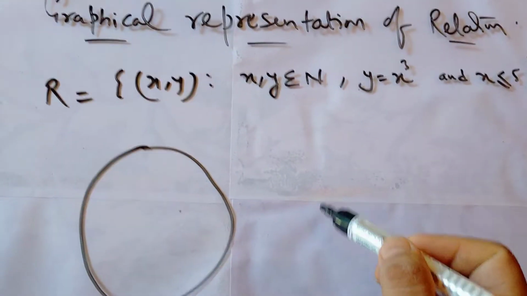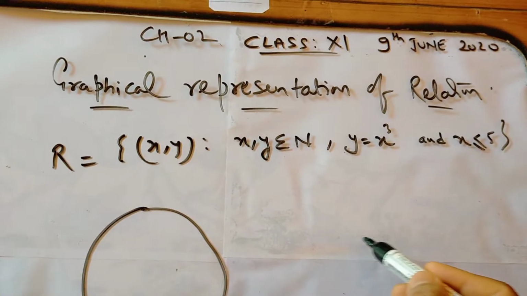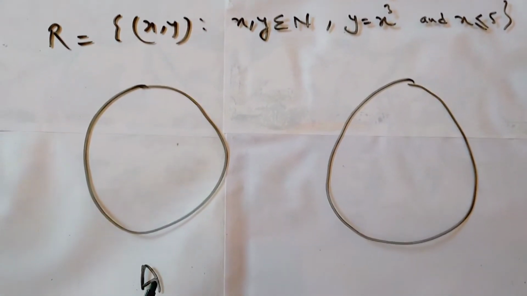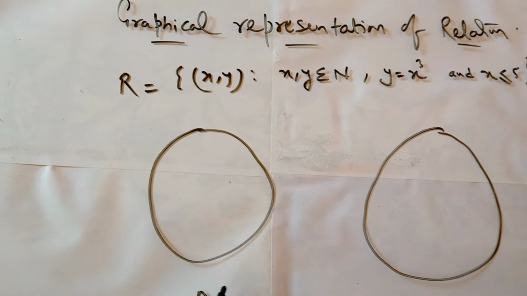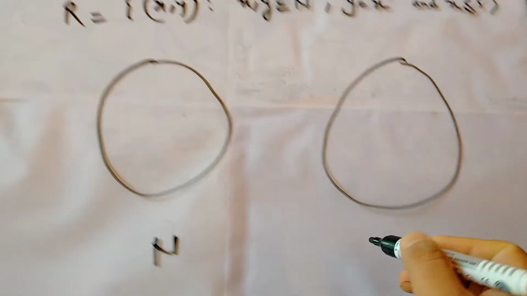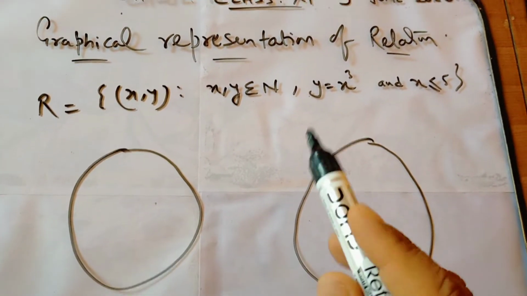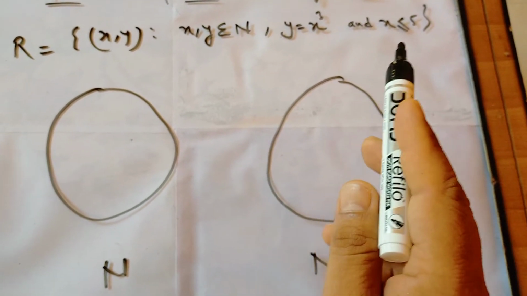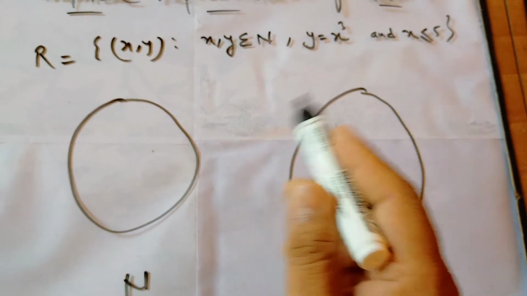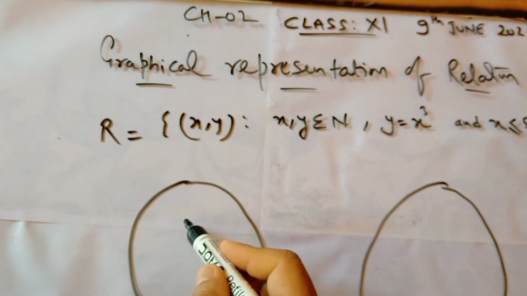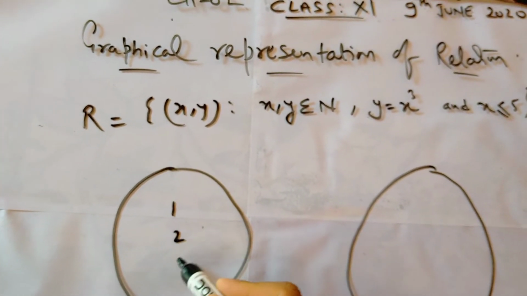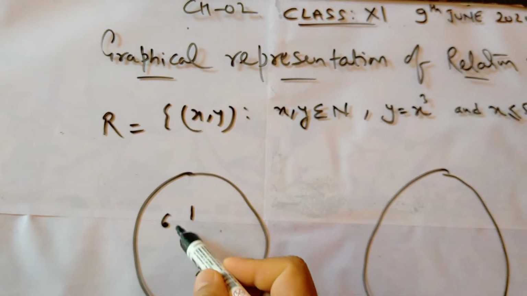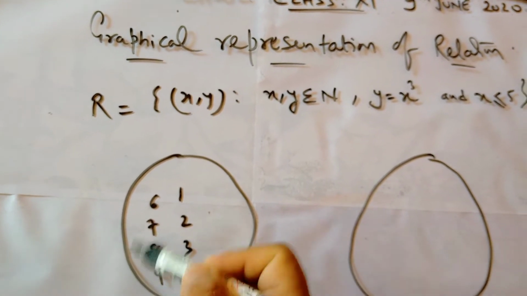graphical representation. As you know, we have two sets A and B. This time, A is the set of natural numbers and B is also the set of natural numbers, because x and y both belong to the natural numbers. Now we have to write all the natural numbers up to 5. So here, because this is a set of natural numbers, we write 1, 2, 3, 4, 5. But apart from this, we have other elements also, 6, 7, 8, 9 and so on.